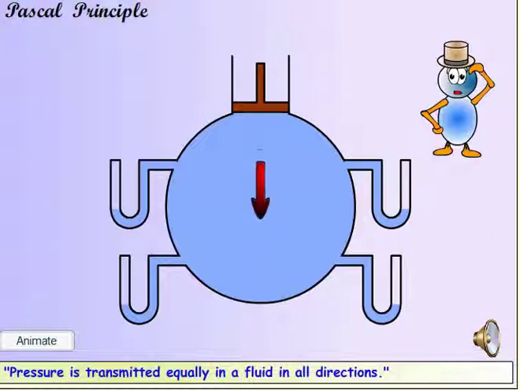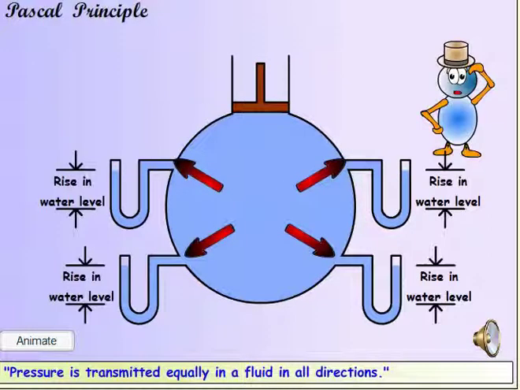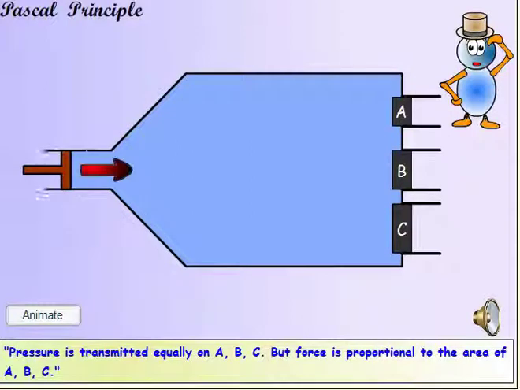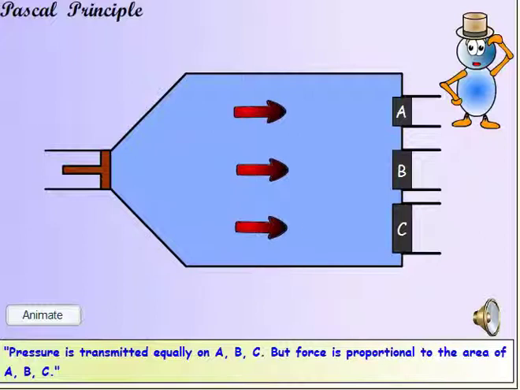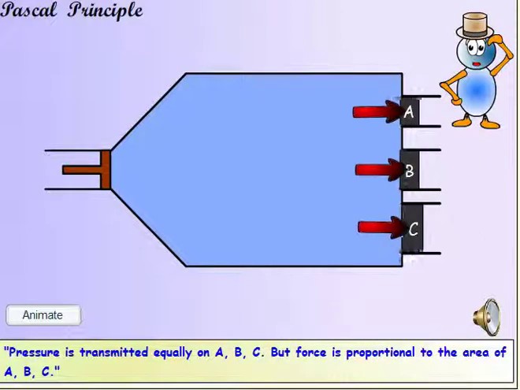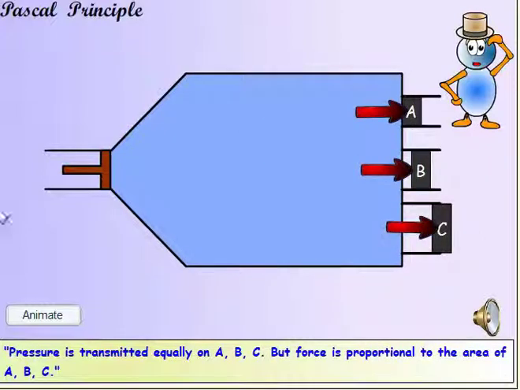According to Pascal's principle, if there is any increase in the pressure in a fluid in a closed container, the pressure will be equally transmitted in all directions. Let us consider three plugs in the container A, B and C, with A having the smallest cross-sectional area and C having the largest.